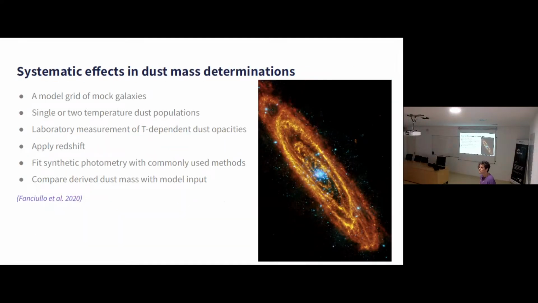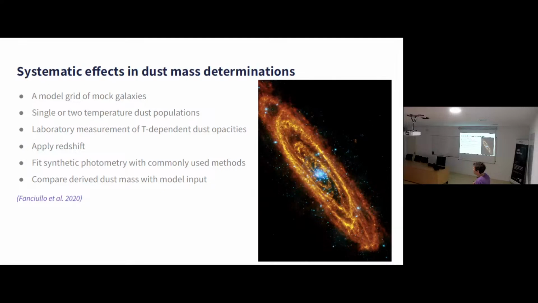So I was interested in looking in more detail at the systematic effects in these dust mass determinations, because of course it's not a single temperature, and what is the physical meaning of this beta anyway? Together with my postdoc Lapo Fanciullo, we started working on a model grid of mock galaxies. When I say mock galaxies, I basically mean a population of dust, because I don't care about anything else. I'm just fitting the cold dust component. So my galaxy is just a cloud of dust.